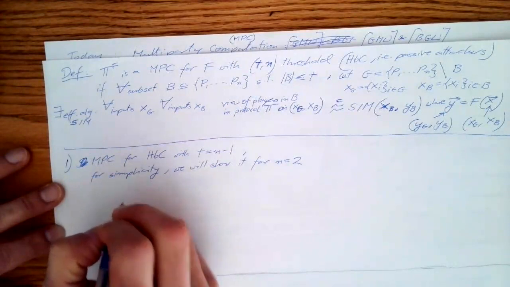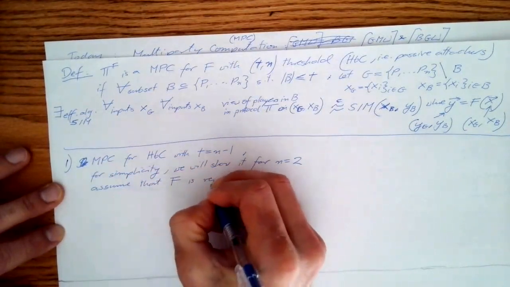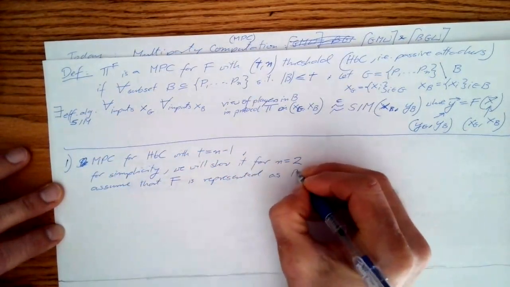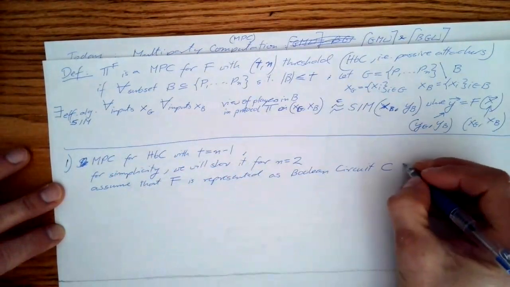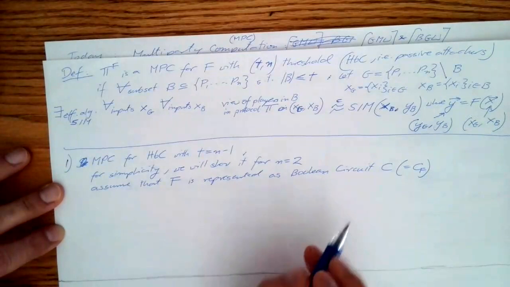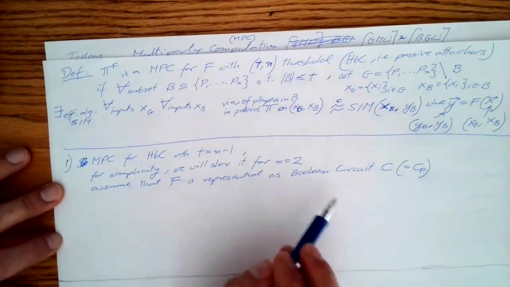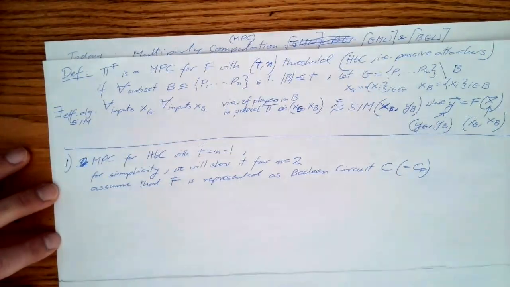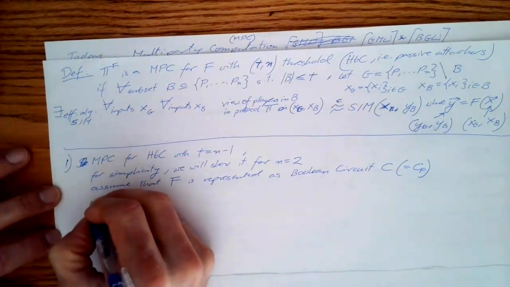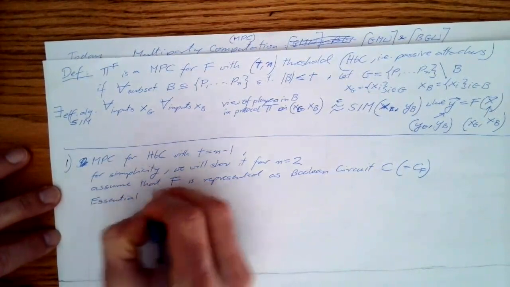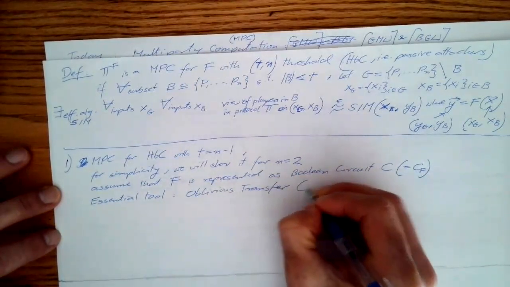And this result will also assume that F is represented as a Boolean circuit, C of F. Boolean circuit, so ands, ors, nots, right, Boolean gates, Boolean logic. The essential tool that we will need here is oblivious transfer, OT.